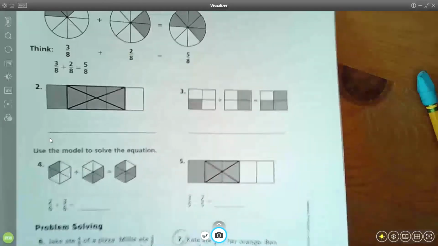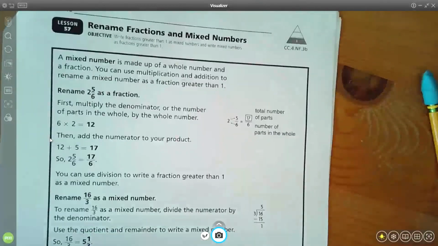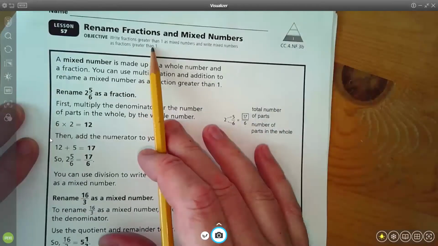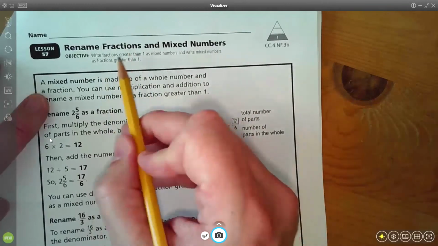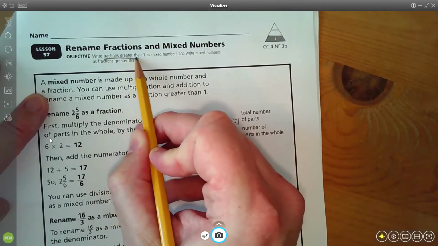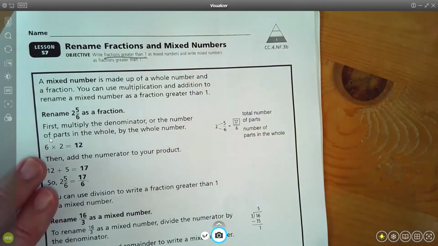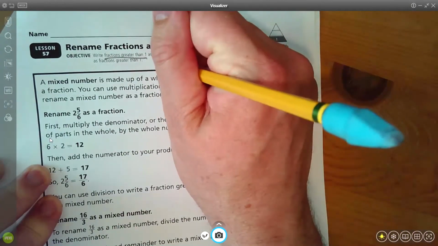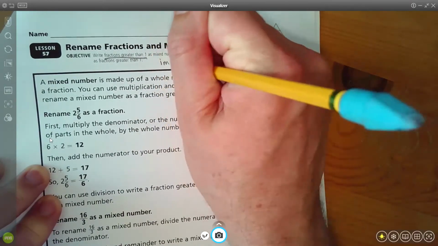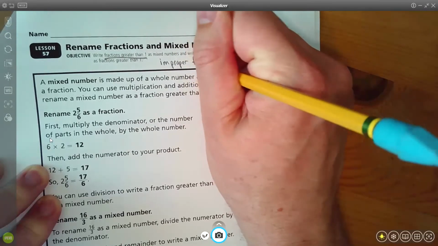Okay, now on to the next fairly heavy bit of math to do today. This one. Rename fractions and mixed numbers. So this term here, fractions greater than 1, I've told you guys before, up to a couple of years ago, we used to call that improper fraction.